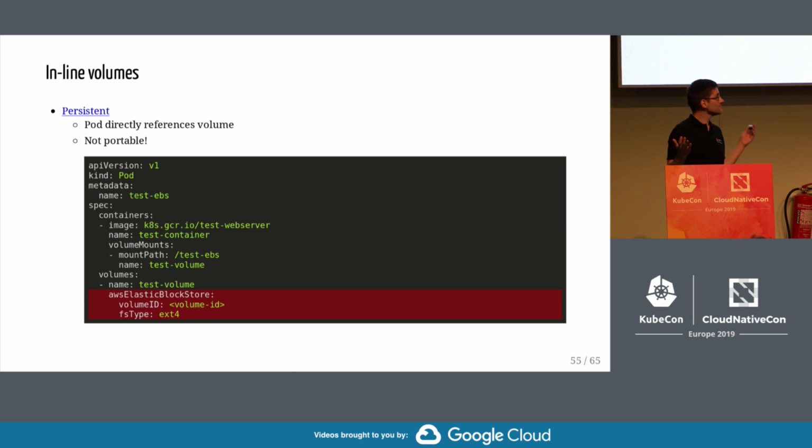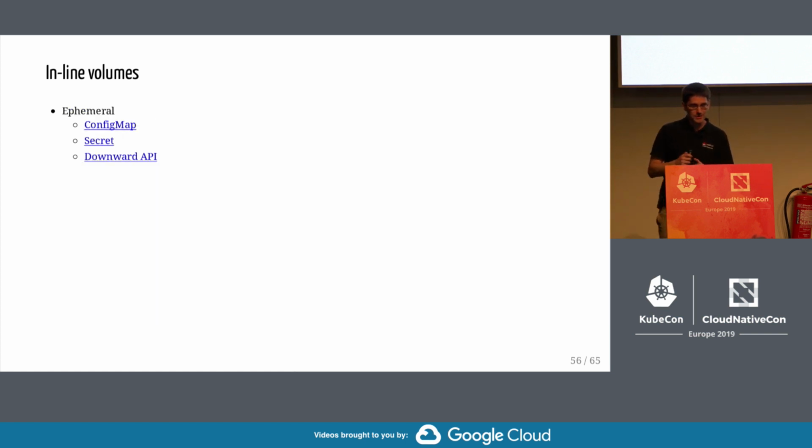But maybe that's what you want. You need to just test something or run a job. It is usable. What's more usable for inline volumes are ephemeral volumes. Maybe you already met them in Kubernetes. We use config maps and secrets and downward API, where you can get a configuration or some secrets, usernames and passwords, or SSH keys as files inside your pods.